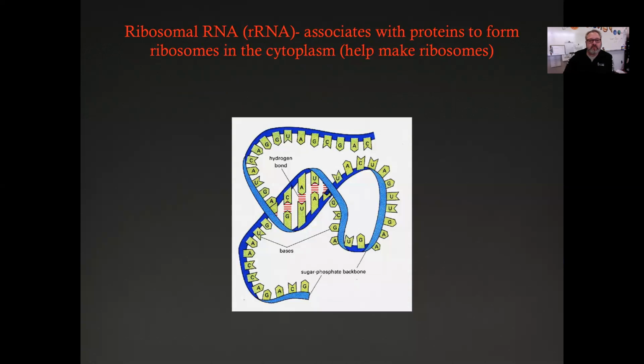Now, ribosomal RNA, or rRNA, is associated with proteins that form ribosomes in the cytoplasm. So basically, they're just there to help make ribosomes.